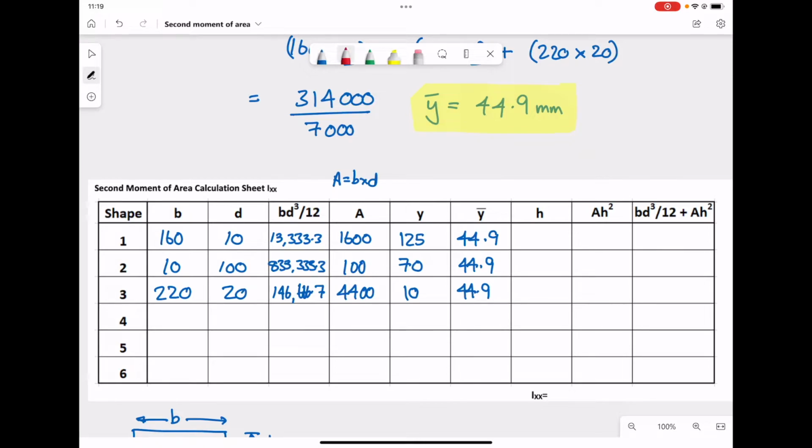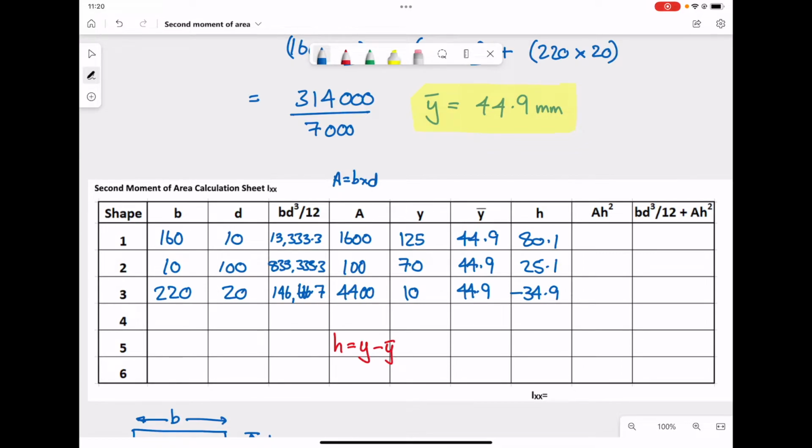H takes into account the parallel axis theorem and is given by y minus y bar. Using the values for y and y bar in each row, 125 minus 44.9 gives you 80.1, then 25.1, then minus 34.9.